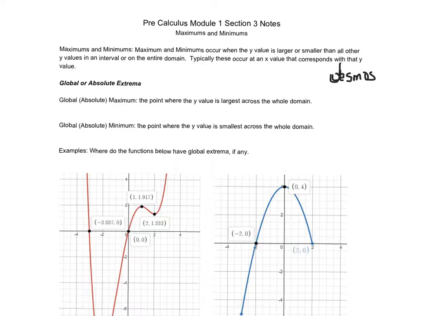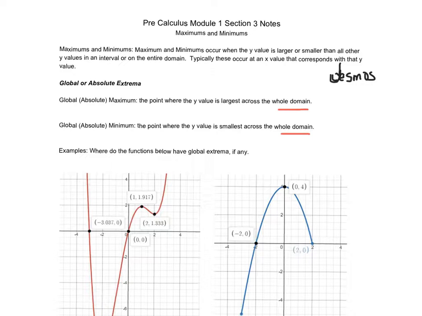The first one we'll talk about is the global or absolute extrema. Extrema is just a word that means the most extreme point, so highest or lowest. The global maximum is the point where the y value is largest across the whole domain, and the minimum is just the opposite. It's the point where the y value is smallest across the whole domain. The most important thing about this is it's talking about the whole domain, so you're looking at the entire function.